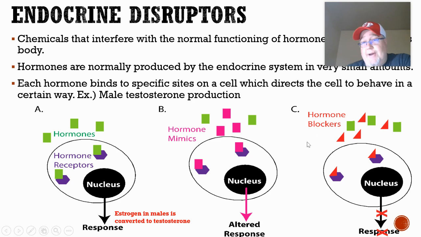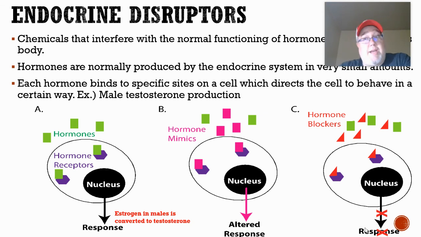Now, in part C here, it's kind of a similar thing. Some endocrine disruptors are what we call hormone blockers, which means they completely block the ability of a hormone to work. So in this case, you'll see that these little green hormones, which are, again, the hormones that need to get to the testes, they're being blocked by those little red endocrine disruptors. And when they get blocked, then you don't get the response at all. So in this case, no testosterone gets produced. And that way, those secondary sex characteristics won't get produced either.